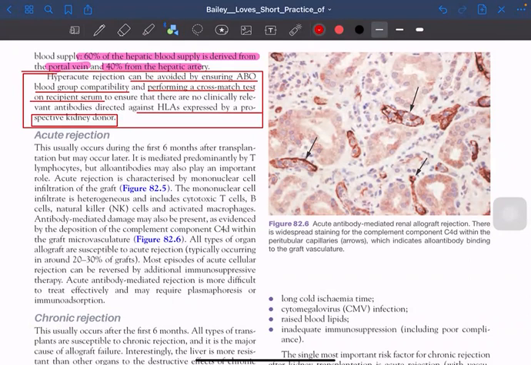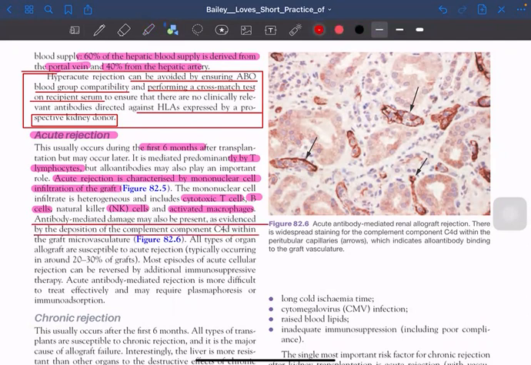Acute rejection occurs within the first 6 months, and the responsible inflammatory cells are T lymphocytes. Very important: acute rejection is characterized by mononuclear cell infiltration of the graft. The mononuclear cell infiltration is heterogeneous, including cytotoxic T cells, B cells, NK cells, and activated macrophages. And antibody-mediated damage may be present, as evidenced by the deposition of complement C4d within the graft microvasculature. Very important, the complement C4d.